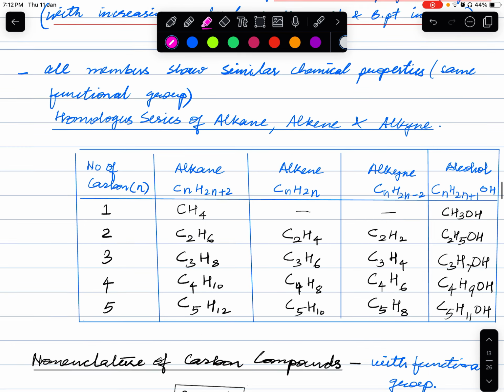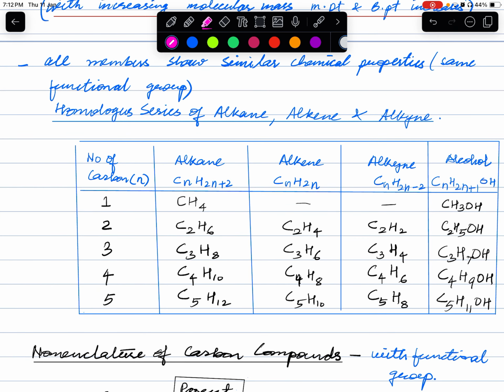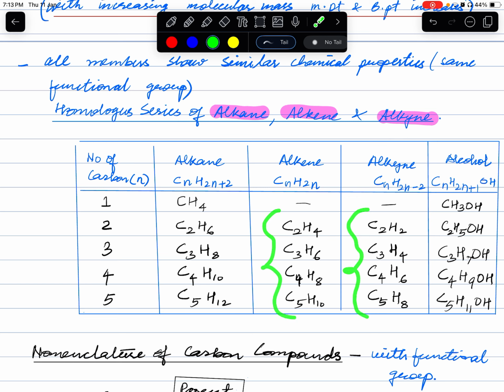Now here I have shown different types of homologous series in case of alkane, alkene and alkyne, and as well as alcohols also. In the last column we have alcohols also. So first one is for alkane. So for alkane, have a look here. These are the members like methane, ethane, propane, butane, pentane and so on. In alkene, these are the members, these are alkynes, and this is homologous series of alcohol.